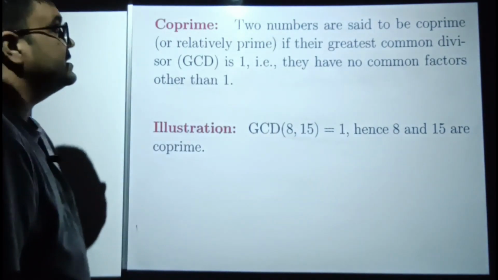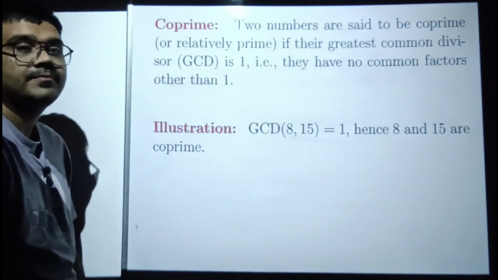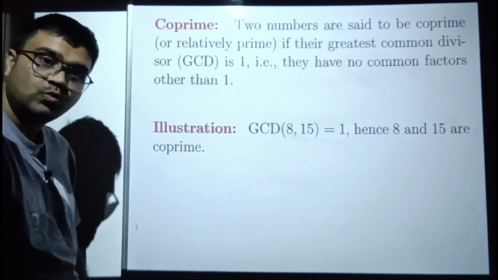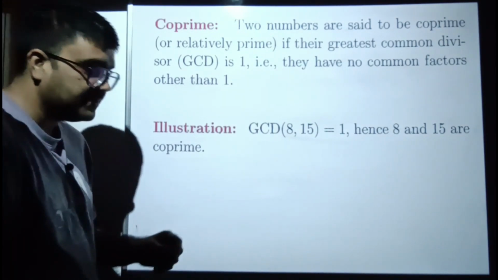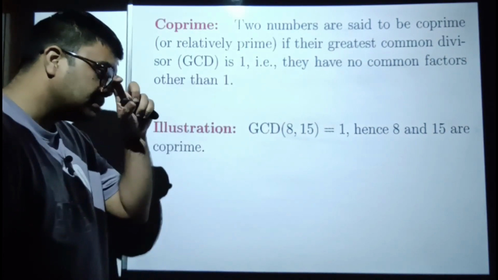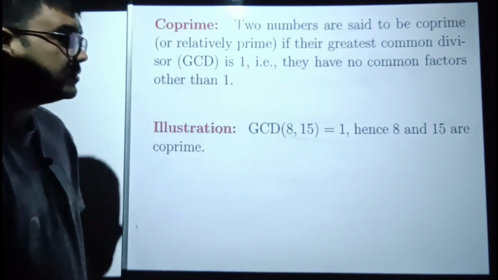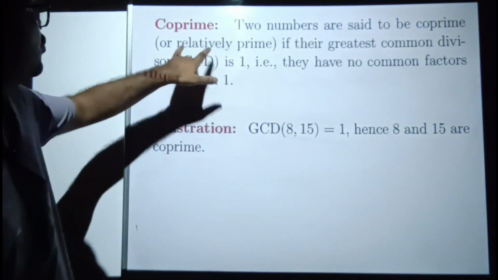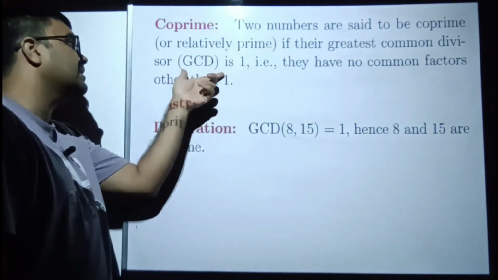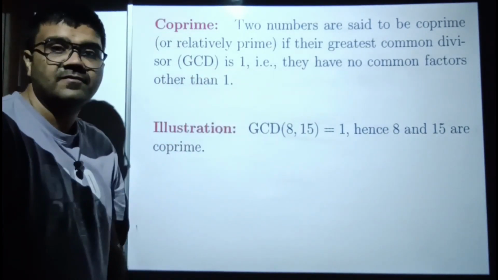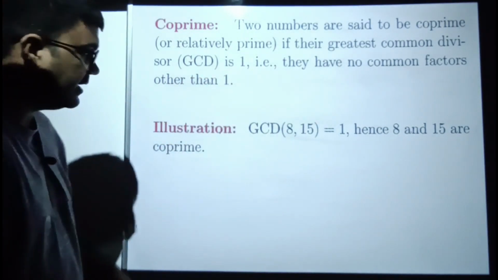Next term we have is co-prime numbers. Co-prime is a property of two numbers, not prime numbers. Suppose there are two numbers given to us. Then we will say they are co-prime, or relatively prime, if their greatest common divisor is 1, that is, there is no common factor.